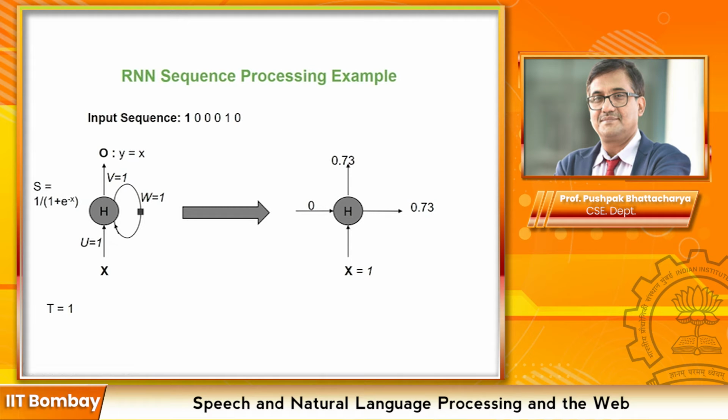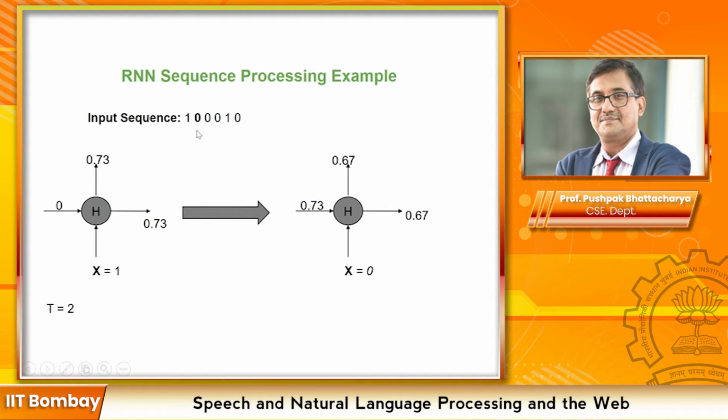In the next step, the neural network receives the input 0. This is 0, and it also has an input 0.73, which comes through the feedback connection. That 0.73 is multiplied by W, whose value is 1. So 0.73 plus 0, then 1 by 1 plus e to the power minus 0.73 will give rise to 0.67. So on 0, the output from the neural network is 0.67.